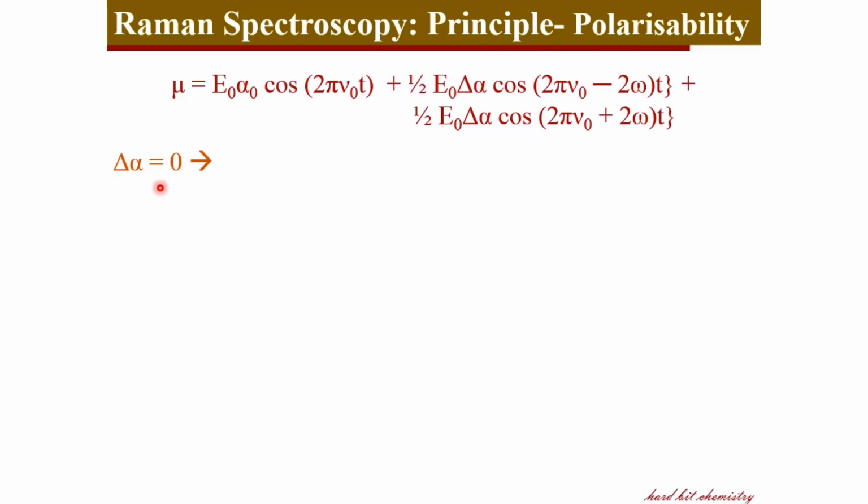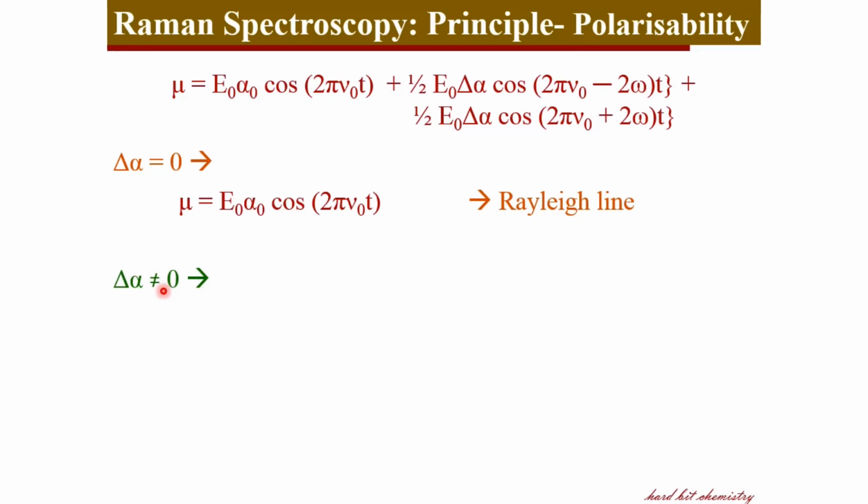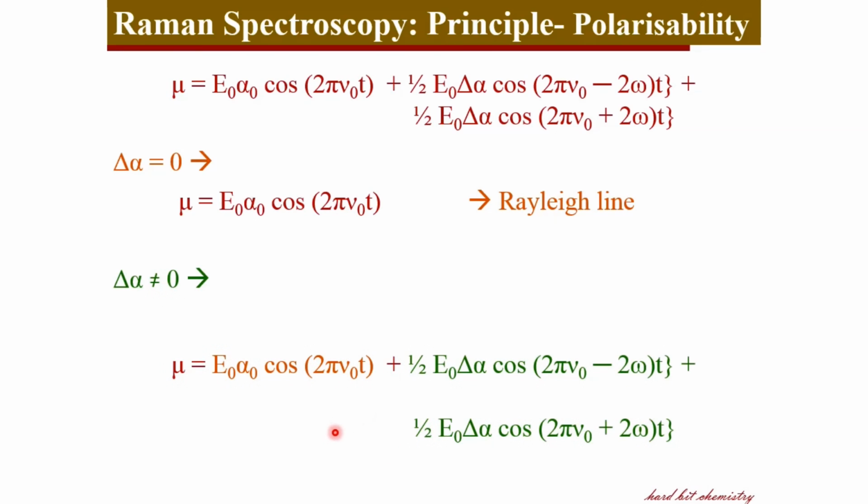And let's now impose a condition that the change in polarizability delta alpha is 0. That is, the molecular polarizability is isotropic. There is no change in polarizability. Then the second and third terms of the equation disappear, and it will become like this. And this corresponds to the Rayleigh scattering.